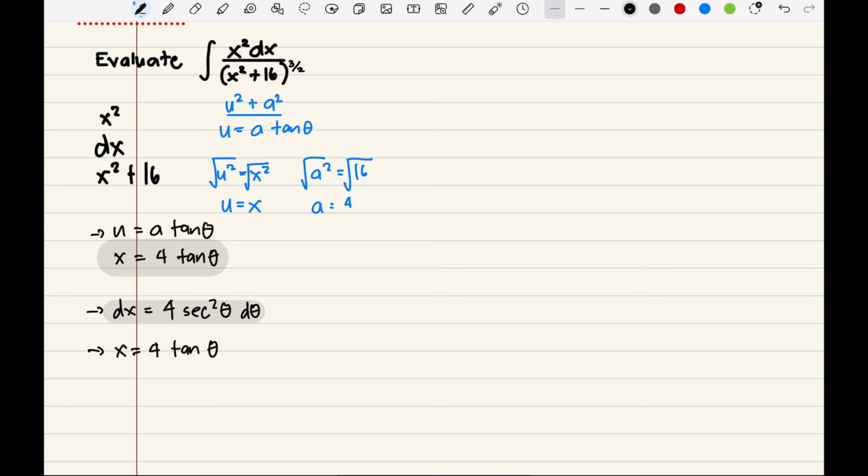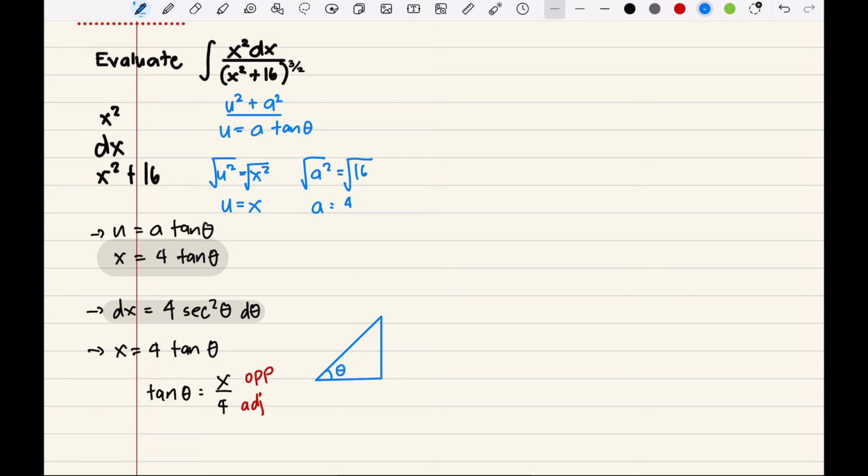And then we rearrange the equation to find an equation for tangent theta. That is equal to x all over 4. We divide both sides by 4. And by the concept of SOHCAHTOA, pagka tangent theta yung function natin, yung numerator natin is yung opposite side of the right triangle, and yung denominator natin is the adjacent side of the triangle. So with that as a guide, we will draw yung right triangle natin.